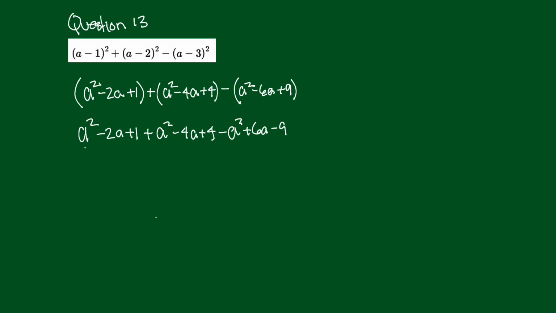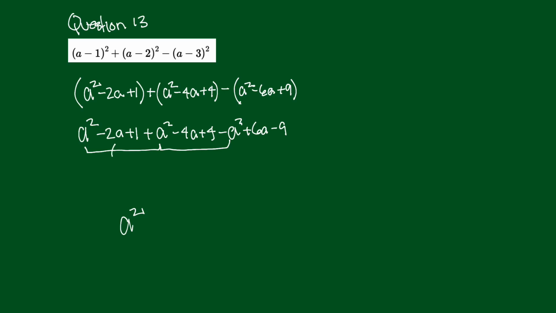Combine like terms. A squared is 2 of those, and then I lose 1. So I had 1, I got another one, so it's up to 2, and then I lost 1, so I'm down to 1 a squared. And then, what have we got? Just a's. So what do we have?